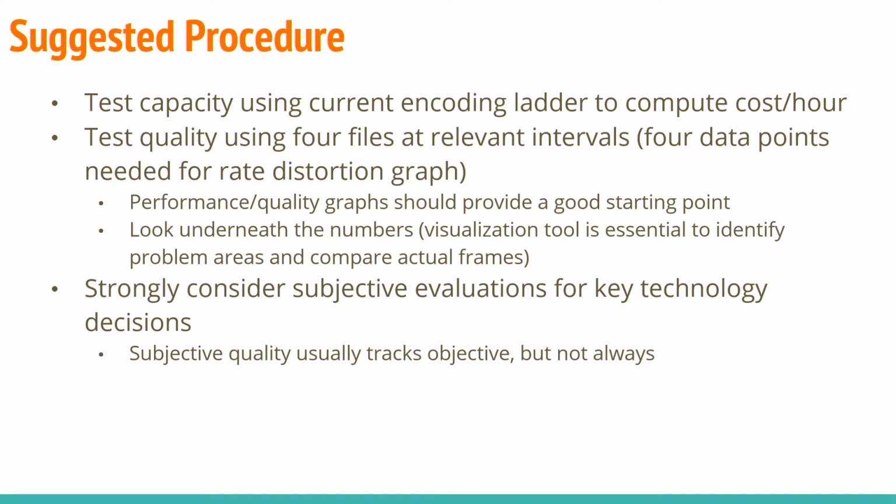So here's the procedure. You want to test capacity using your current encoding ladder to compute the cost per hour. You want to test quality using 4 files at relevant intervals. Performance quality graphs: you definitely want to look beneath the numbers. You want to get the Moscow State University tool or the SSIMWAVE VOD Monitor that lets you plot the quality over the duration of the video clip and then zoom in and see what the frames actually look like. If you're comparing different codecs, I strongly consider getting subjective evaluations as well. It's very inexpensive, and I just think it's very worthwhile as a reality check as compared to all the objective metrics.